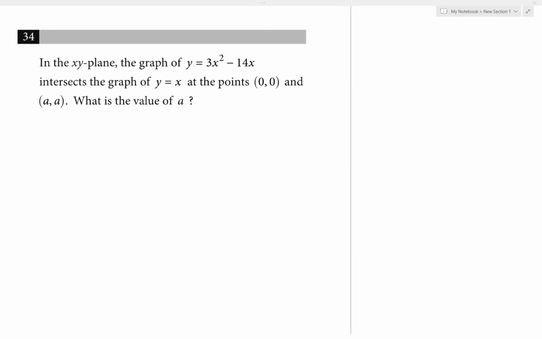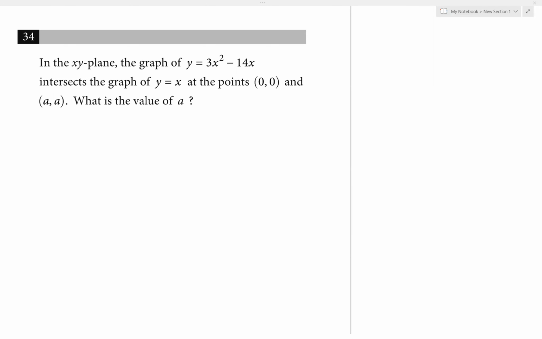All right, number 34. In the xy plane, the graph of y equal to 3x squared minus 14x intersects the graph of y equal to x at the point 0, 0 and a. What is the value of a?